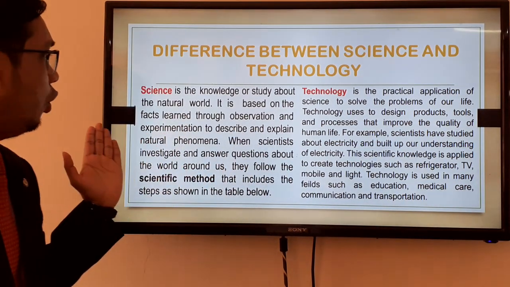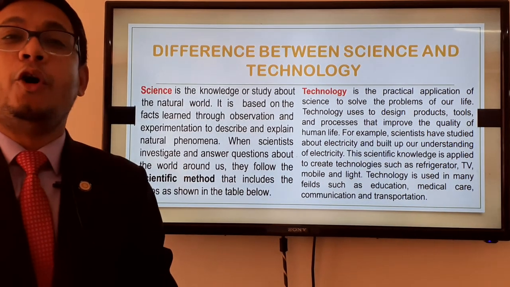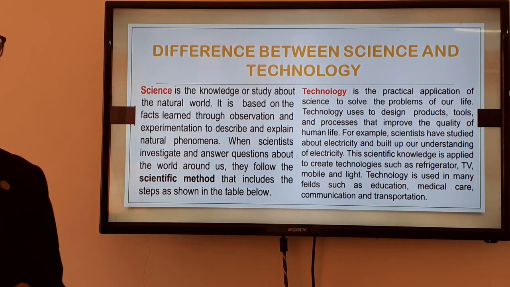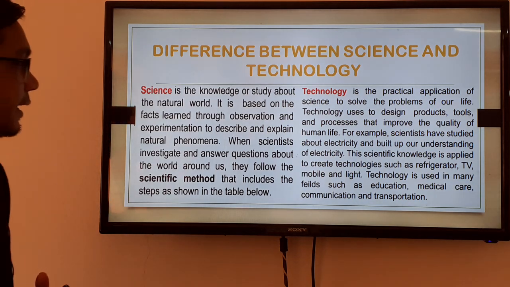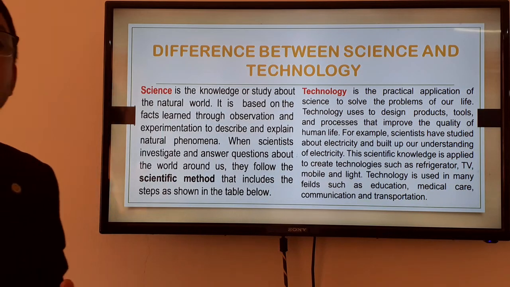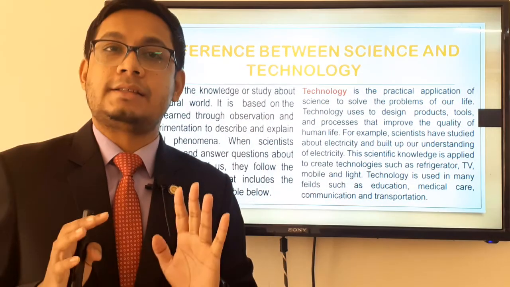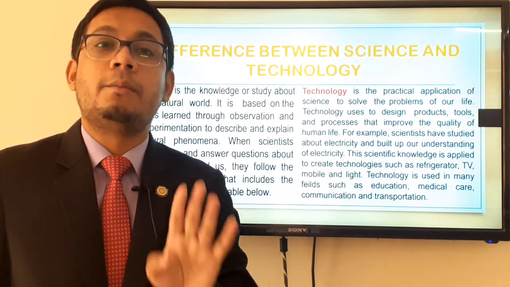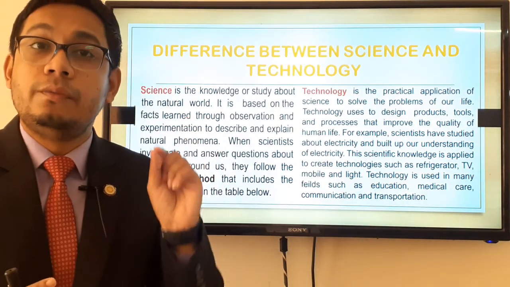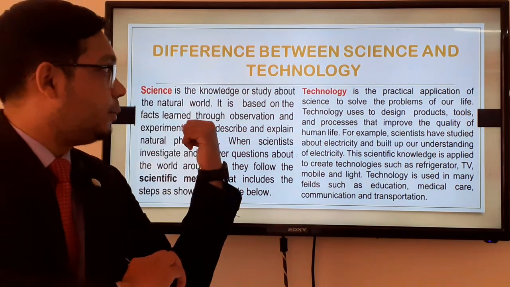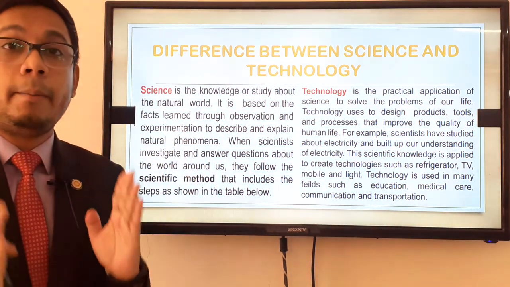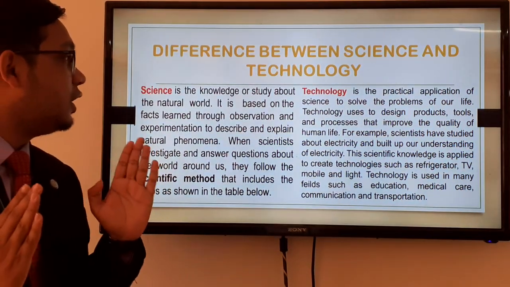It is based on facts learned through observation and experimentation to describe and explain natural phenomena. When scientists investigate and answer questions about the world around us, they follow the scientific method. We will be learning the scientific method steps a little bit later, but first I am just giving you the idea of what science is. From this particular picture, we can see that science is the knowledge or study about natural phenomena or the natural world.